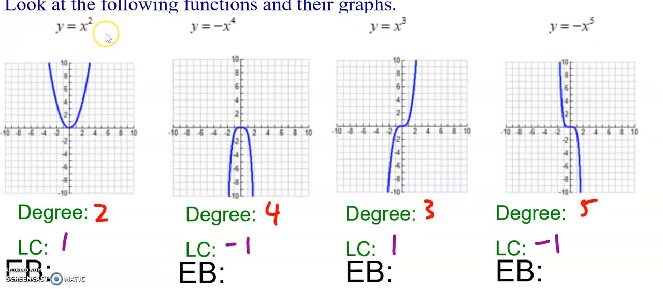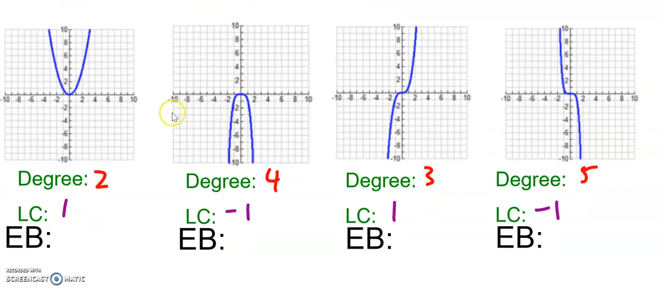All right, so hopefully we know this is a quadratic, so this is degree 2. The leading coefficient is just a 1, right? If nothing's written there, I know that there's a 1 there. This is degree 4, leading coefficient -1. Degree 3, leading coefficient +1 again. Degree 5, leading coefficient -1. Excellent. Any questions on that? No. Good. Moving on. Perfect.